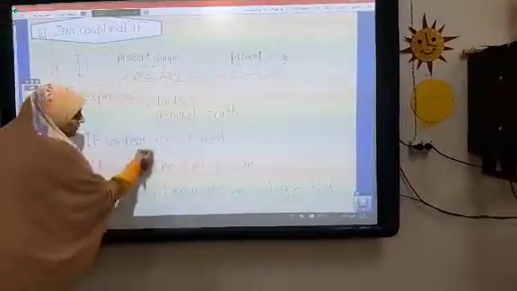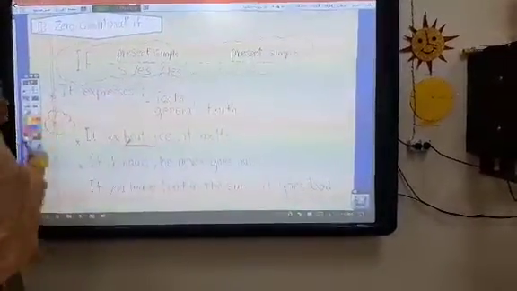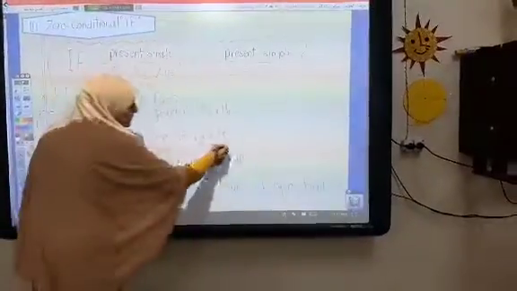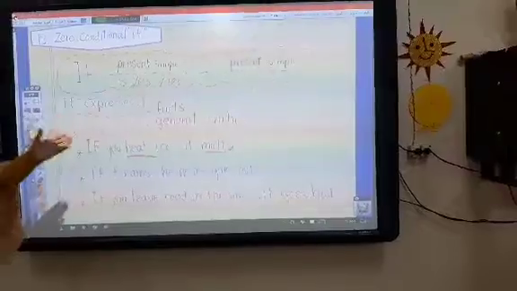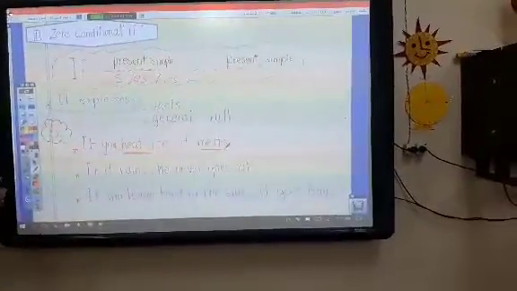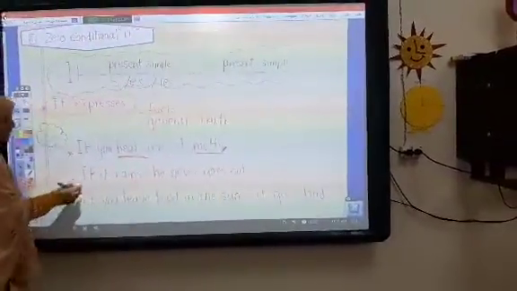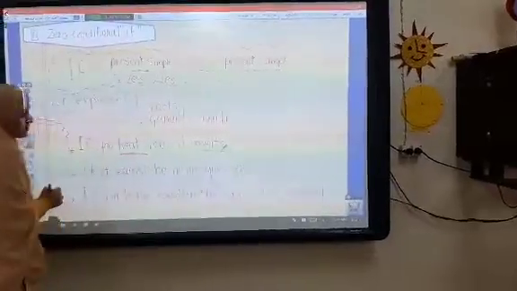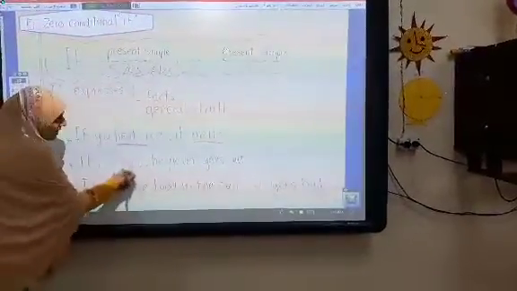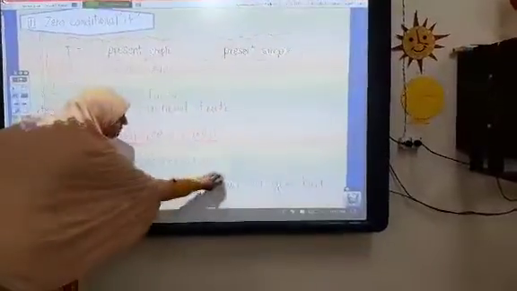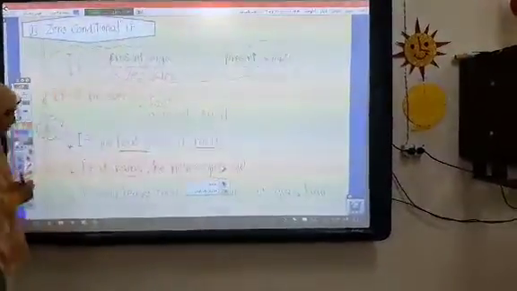The first part is in the present simple, and the second part is the present simple, because the sentence expresses a scientific fact. The second example, if it rains, he never goes out. The first part is in the present simple, and the second part is in the present simple.